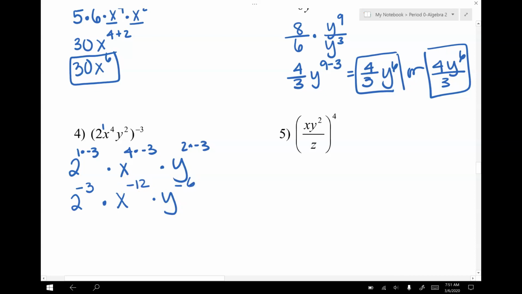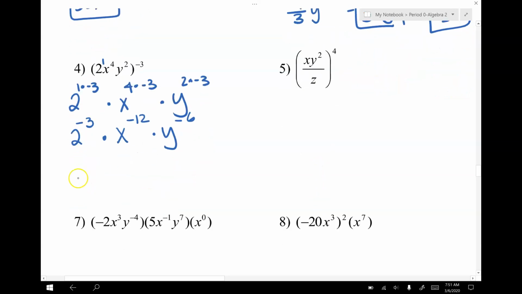But it says you can't have any negative exponent in the instruction. So how do I make all of this positive? Yeah, what do we do with all of these? Turn it into a fraction of 1 over everything with the exponent. So now I'm going to put it underneath. Would you guys agree with that? So if I move it underneath, this is now 2 to the positive 3, x to the positive 12, y to the positive 6.